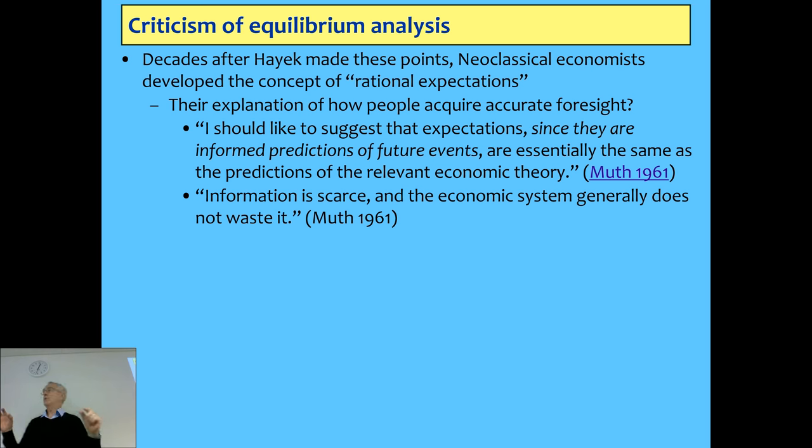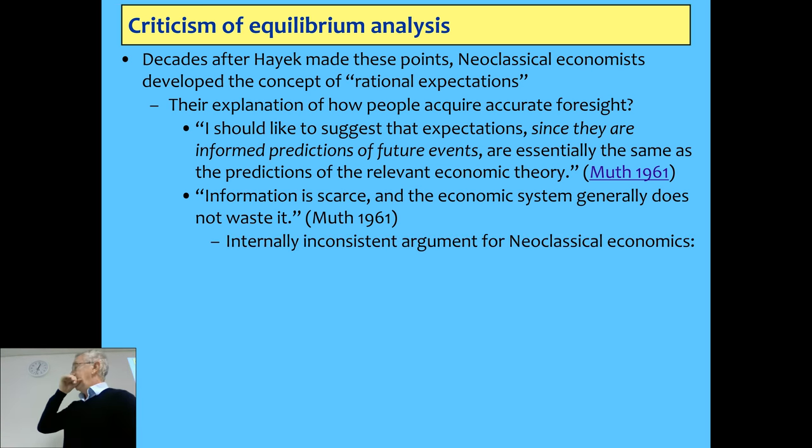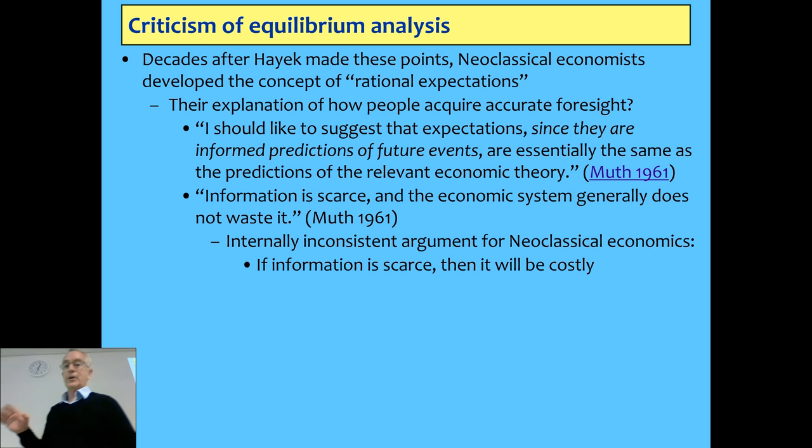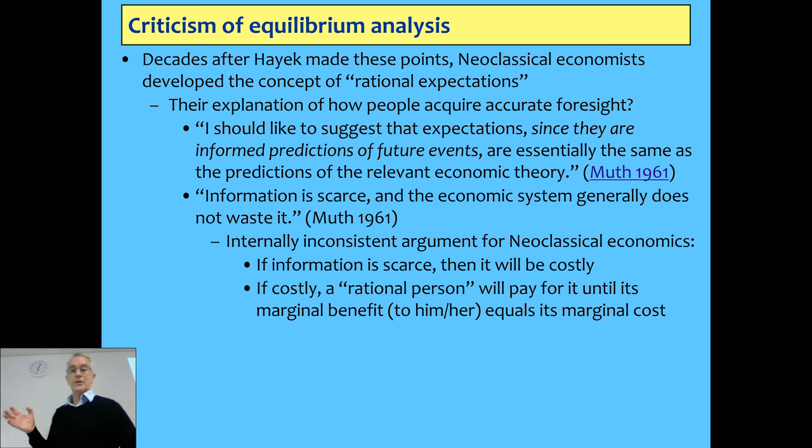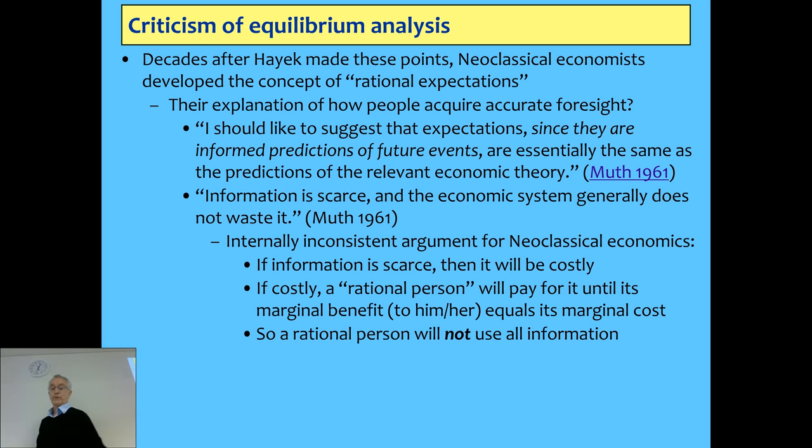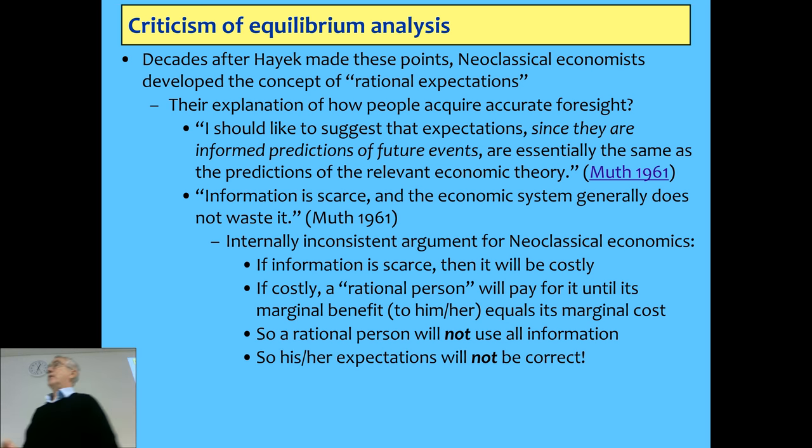But that's not how Muth interpreted it. He said information is scarce, the system doesn't waste it, therefore everybody knows everything. Now that's wrong. He breaks his own logic here. If information is scarce, it's going to be costly. If it's costly, a rational person only uses enough of it so the benefit is equal to the cost of acquiring it. Therefore, you wouldn't use all information if you were rational. And therefore, your expectations won't be correct.